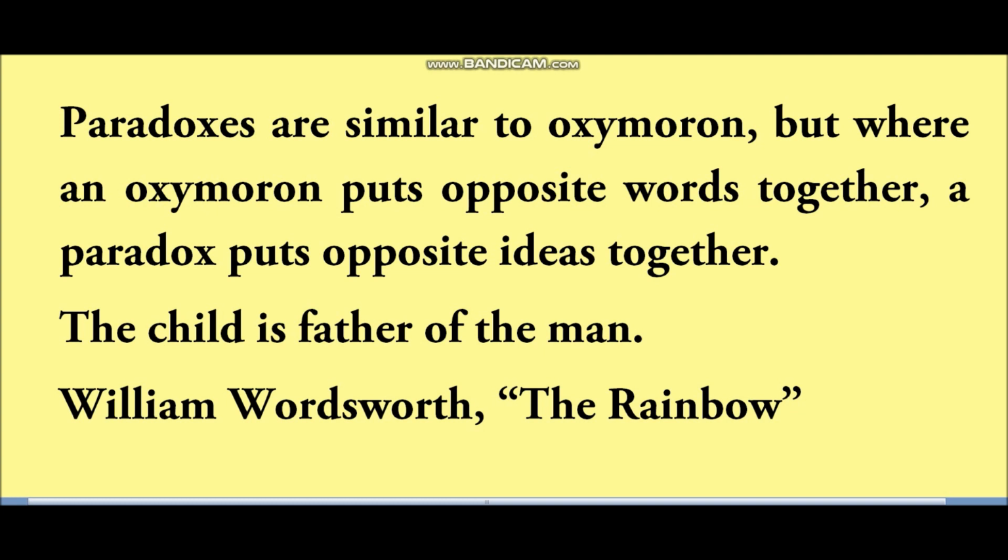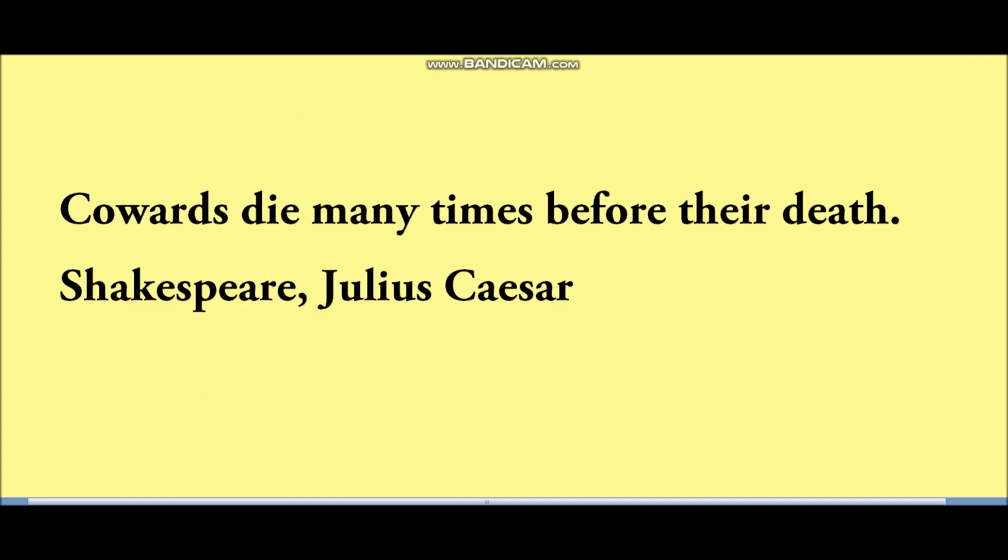Let us see one example. The child is father of the man. It is a famous quote taken from William Wordsworth's The Rainbow. Here, when a man is old, his son or daughter needs to take care of him. The child thus becomes a parent. Let us see another example from William Shakespeare's Julius Caesar. Cowards die many times before their death. A person can literally die only once. But Shakespeare is saying that a coward dies in a way every time he or she refuses to overcome fear.